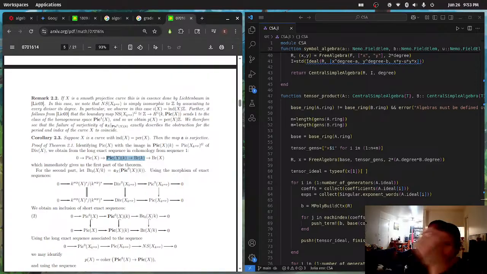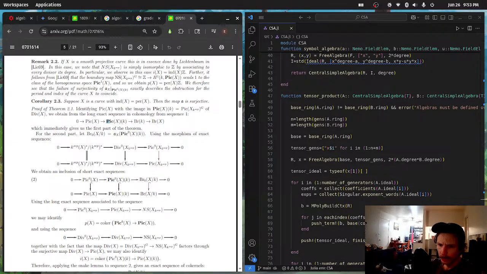So I was a little bit hopeful just because of these kind of exact sequences here. Thinking that this map, I think is computable actually, to some extent. I don't know if you need to know a priori how to describe elements in here. So for the second part, using the morphism of exact sequences, we obtain an inclusion of short exact sequences.